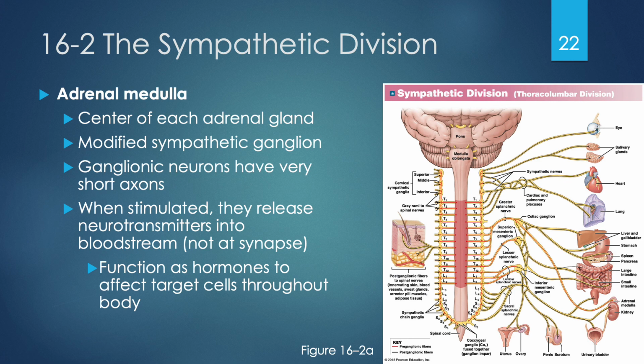The adrenal medulla is what's responsible for releasing either epinephrine or norepinephrine. These will basically function as hormones because they're distributed throughout the body through the bloodstream. They'll affect all different target cells throughout the body differentially based upon what receptors are present at the different target cells. So some cells may respond to this very differently than others.